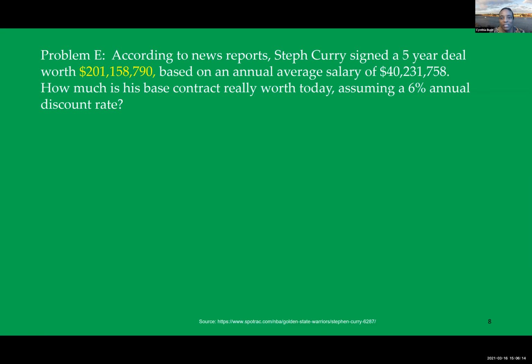So it doesn't say if he gets paid his annual salary at the beginning of the year or the end of the year. If it doesn't specify, we always assume he's receiving the money at the end. So we're just going to assume that he's getting $40,231,758 at the end of every year for the next 5 years. What type of annuity is this, if he gets it at the end? Ordinary. It's an ordinary annuity. Okay.